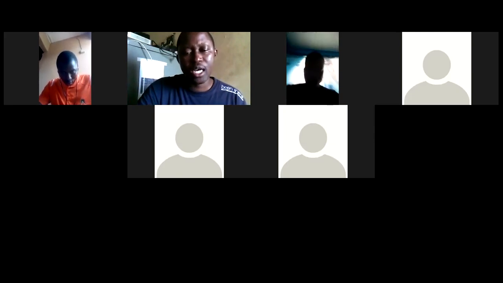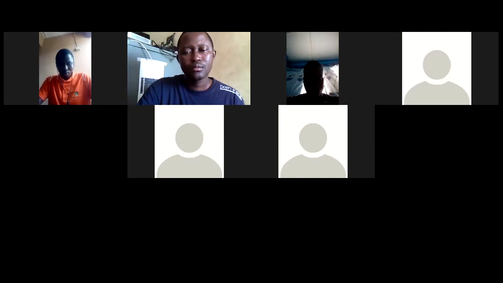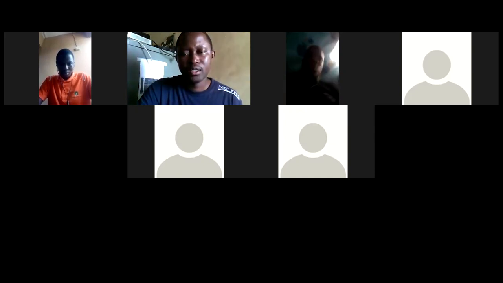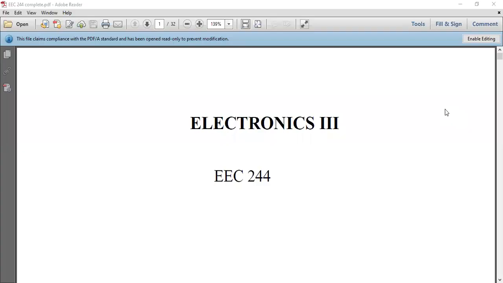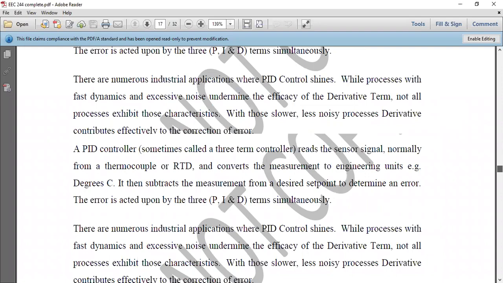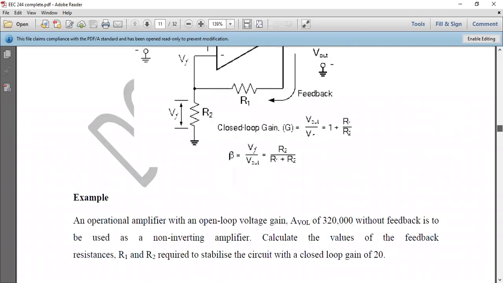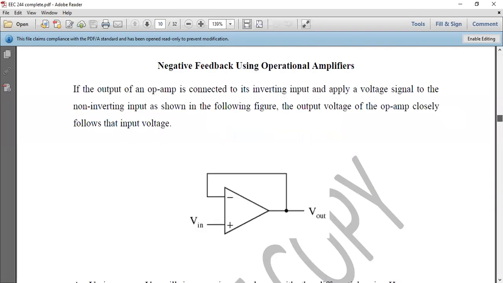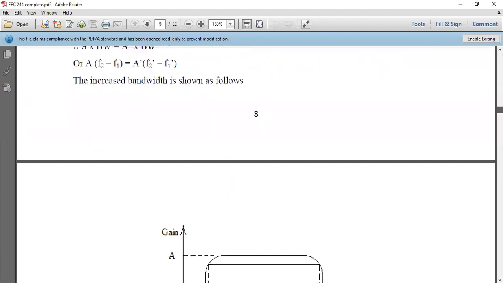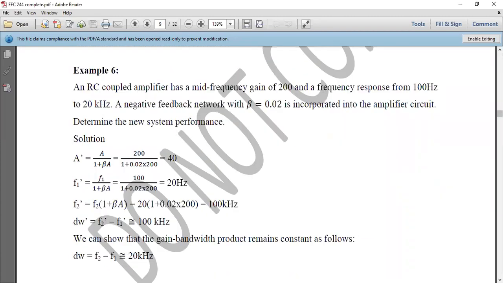Let us go back to the screen and check the notes once again. So I will share the screen again. All right. We go back to the example, the effect of negative feedback on the amplifier. This is the example now. Now let's look at the solution.